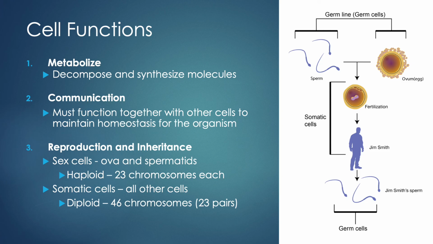So then when those two come together, all of the somatic cells, and soma meaning body, are all the other cells in our body and in our parents' bodies as well. And those are called diploid because they have 46 chromosomes or 23 pairs. And so those 23 pairs are from our parents, right? So one pair is from our mother, from the ova, and one pair is from our father, from the spermatid.